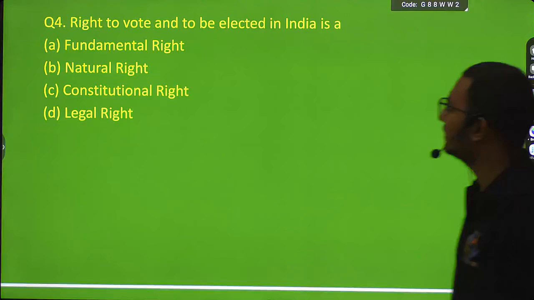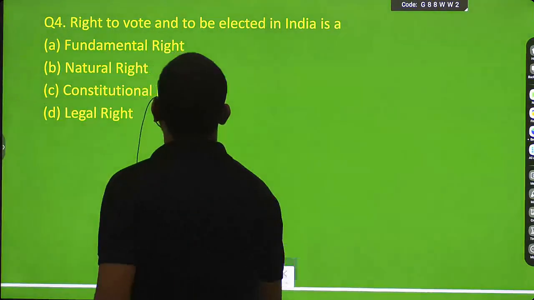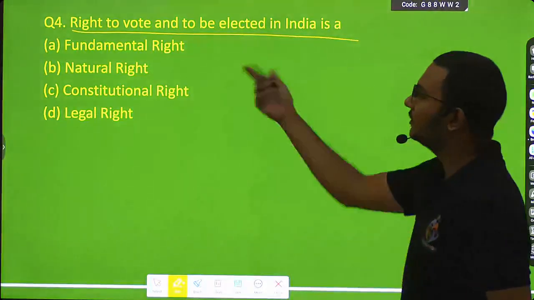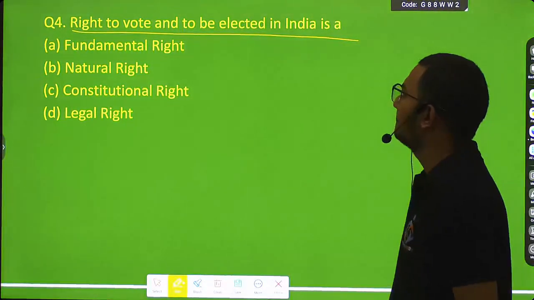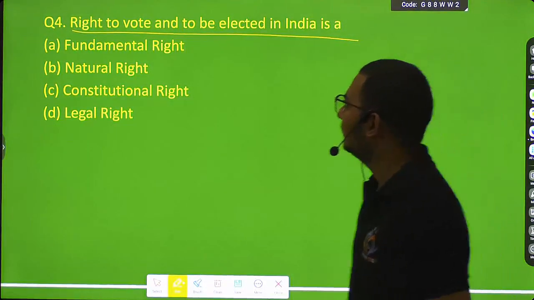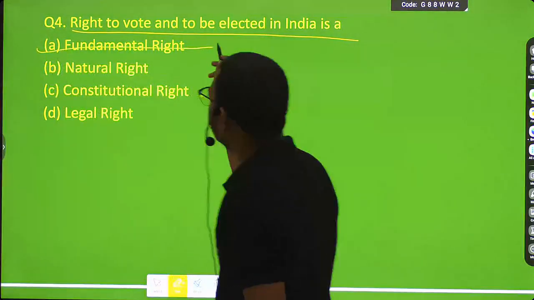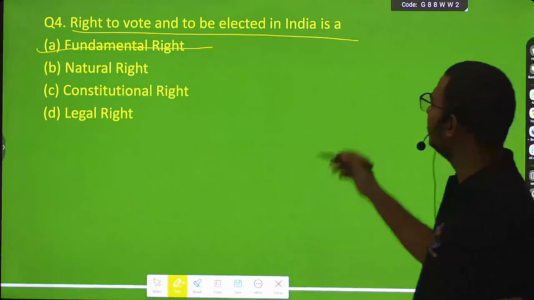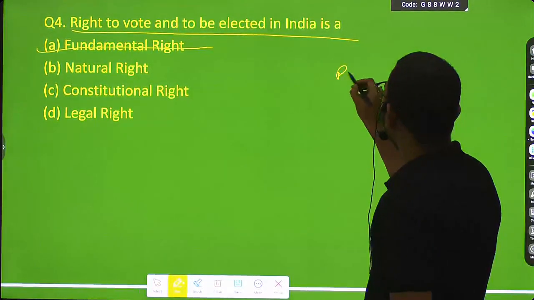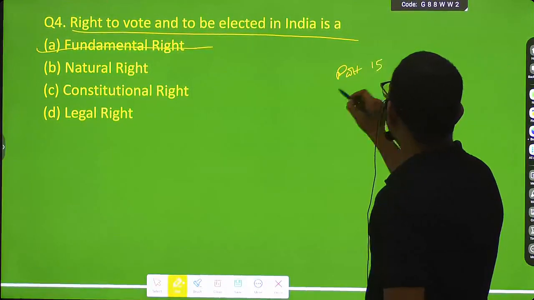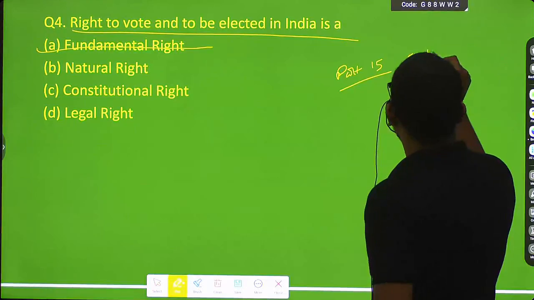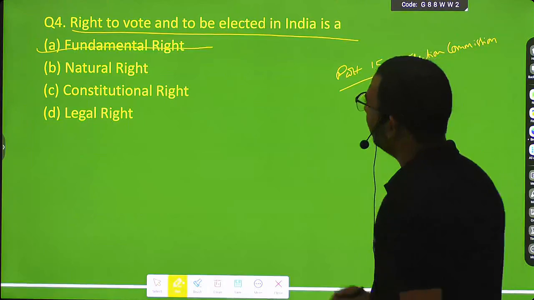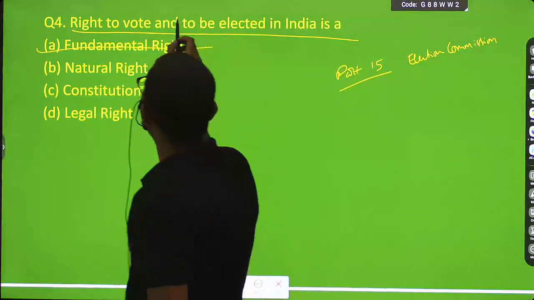See, next question is: right to vote and to be elected in India is a... Okay, see here you need to apply the option elimination method. See, in the fundamental rights we don't have right to vote. Okay, see, actually right to vote is a part of part 15, election commission. Okay, so this is not directly given as a right to vote.